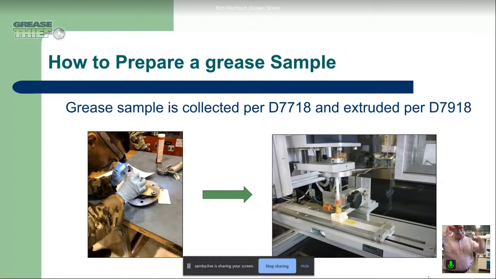This is from a helicopter, and we're going to talk about this case study in a little bit. This is coming from a hub adapter. So there's little tooth splines in there. It's grease lubricated. This is a very old aircraft that's been around for over 50 years.